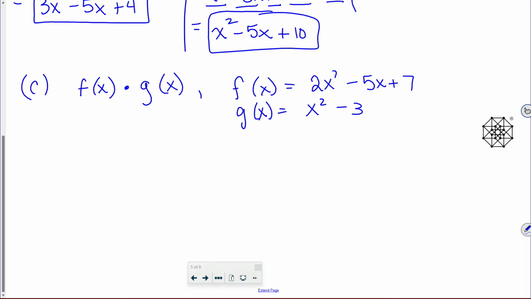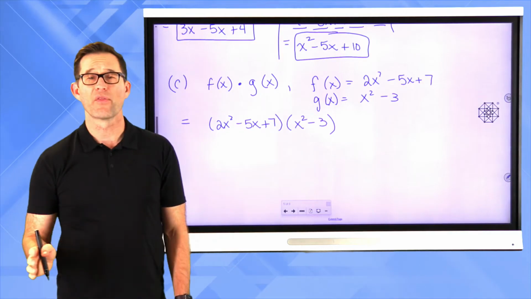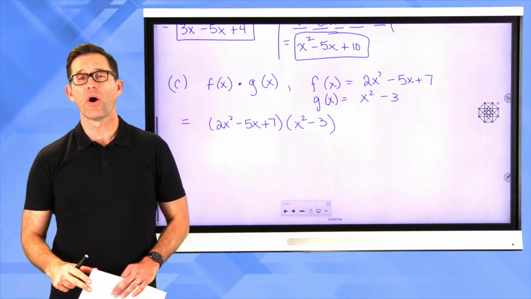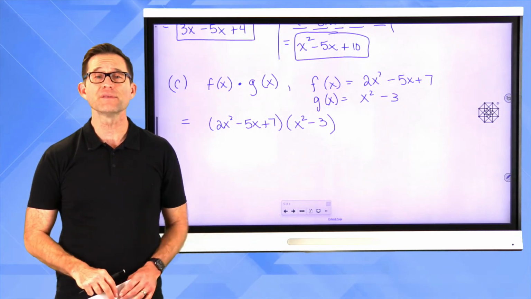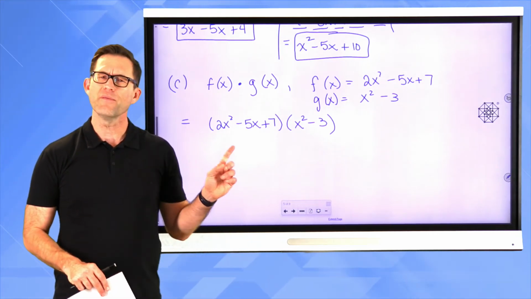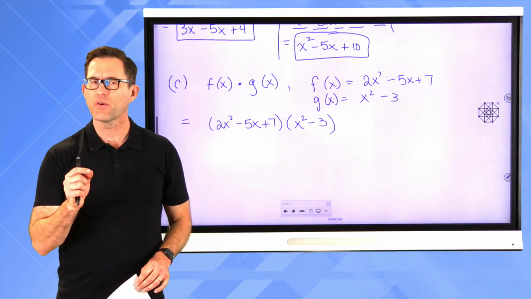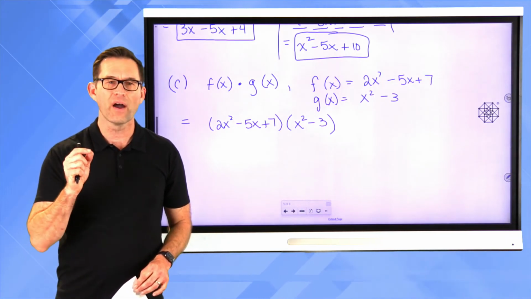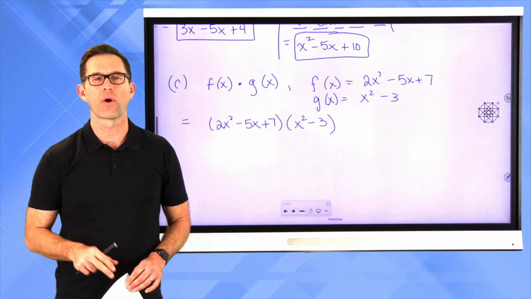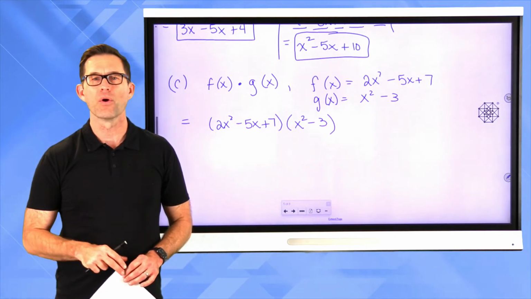So the first thing I might do is write out what this is going to look like. I've got 2x squared minus 5x plus 7 times x squared minus 3. So to begin with, we should just start there. What I'd like you to do is pause the video, take a few minutes, take as long as you need, see if you can work this out, and write your answer again in your final form that's the standard form of a polynomial. And then we'll go through it.